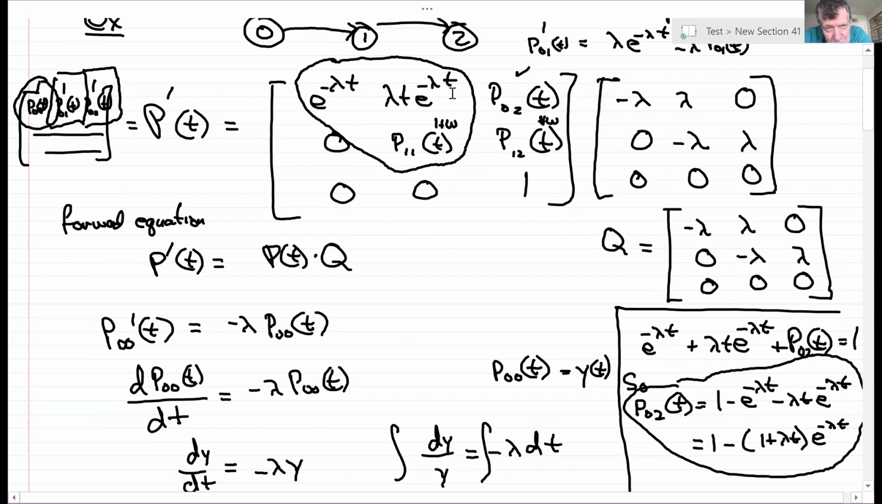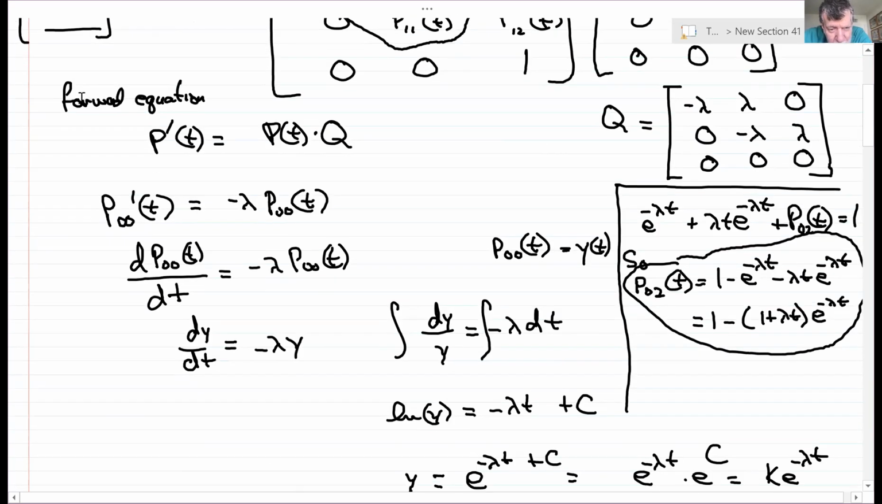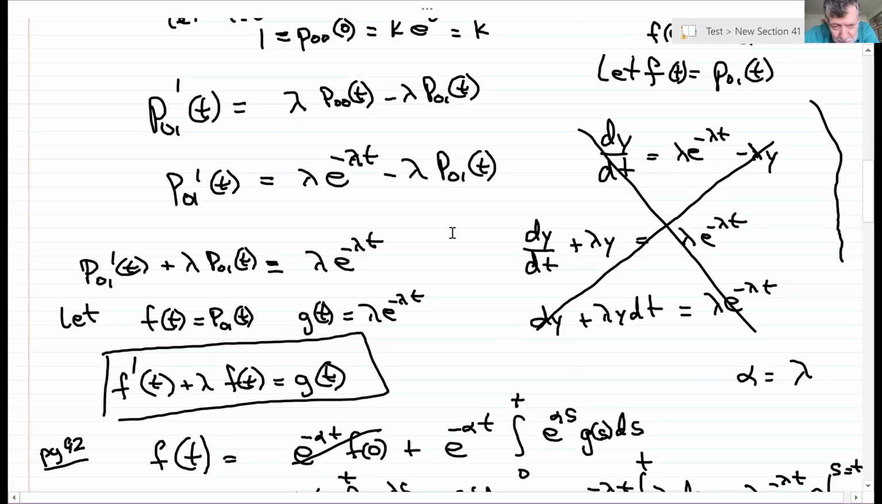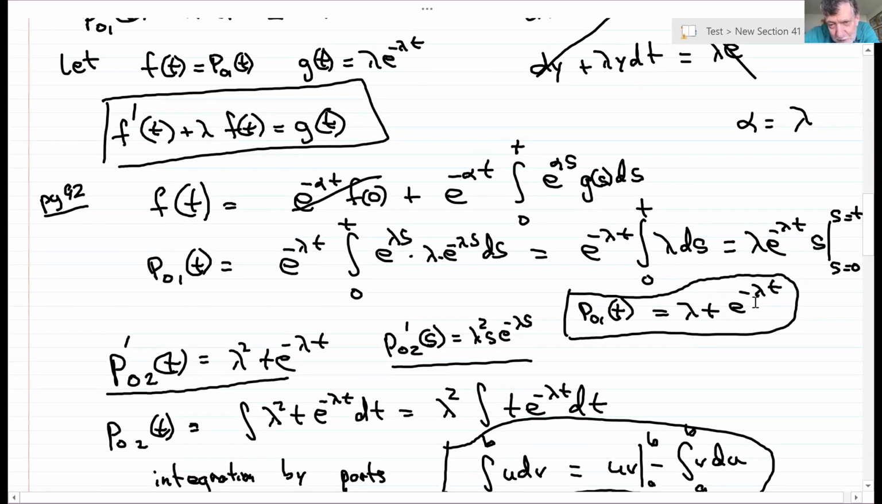Moreover, I think this is the same. Why? How did we find this guy? This is P01 of t. P01 of t was found by getting from this equation, right? But notice this equation just involves P01 and P00. P00 we already said is the same in either case. So I think the equation for P01 just involves P01, so what we did before, which is all of this stuff, is going to work out the same. So I think this answer is the same, I believe.